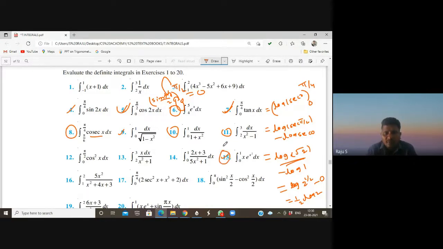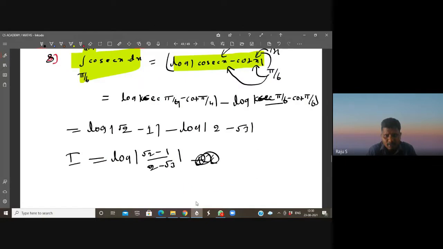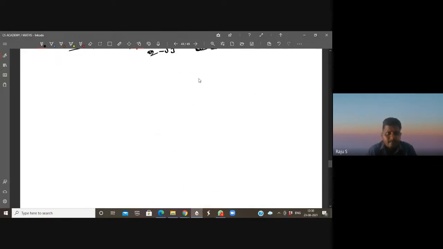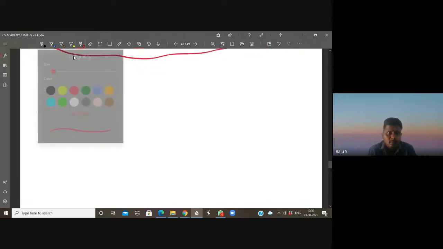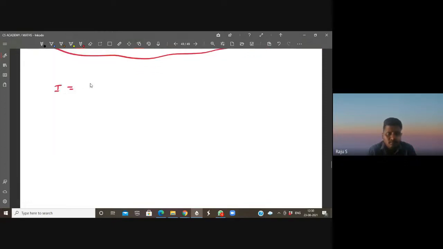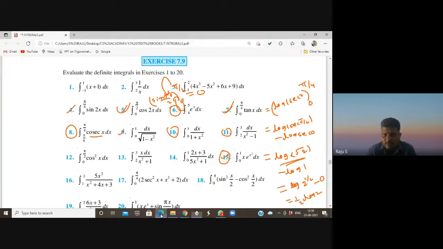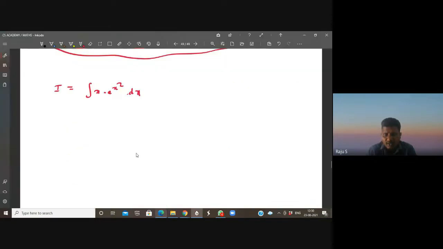I'm going to do the 15th one here, because it is related to the substitution method. Remaining questions are easy. Limits from where to where? 0 to 1. Question number 15.